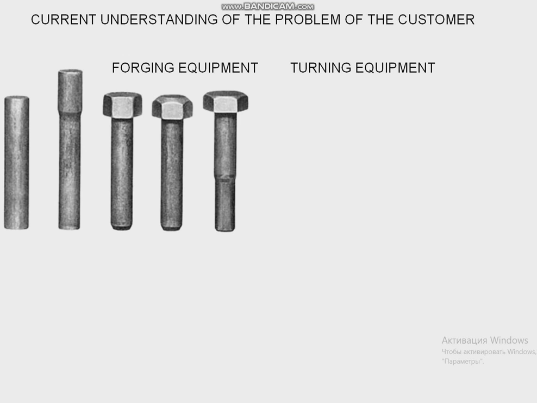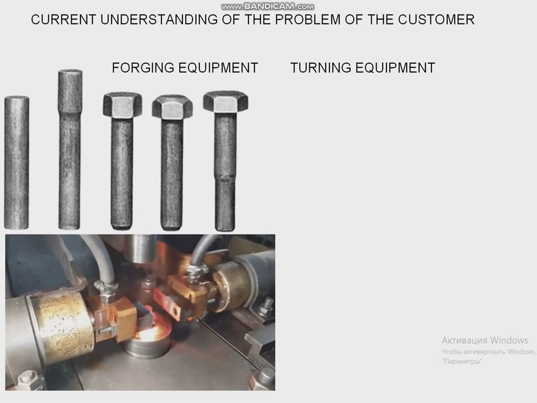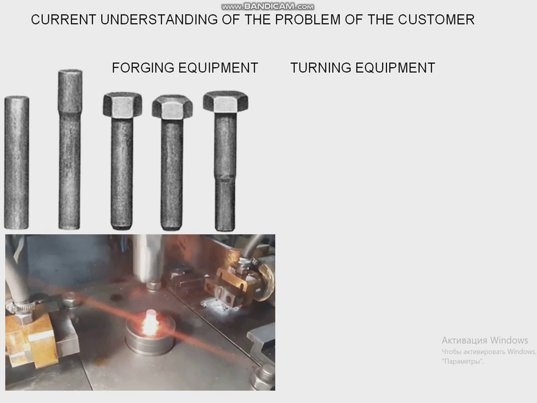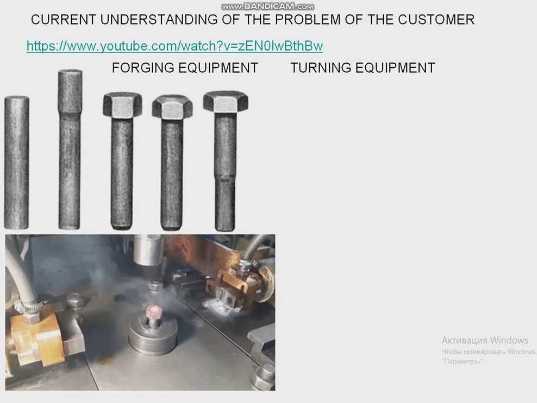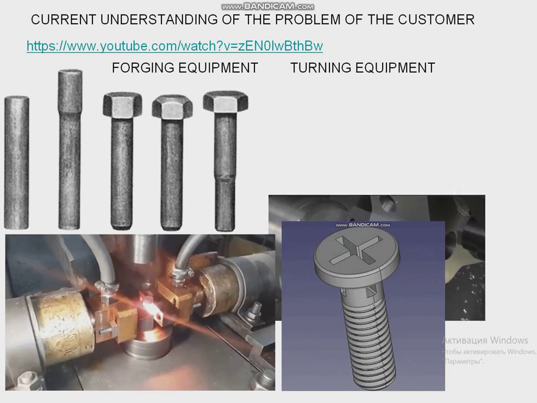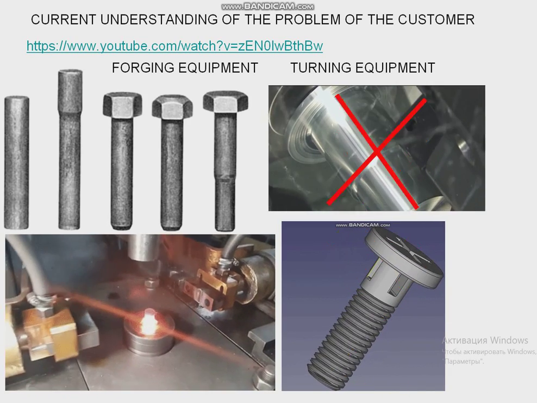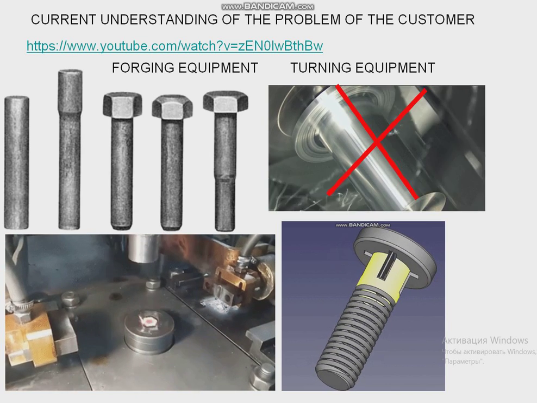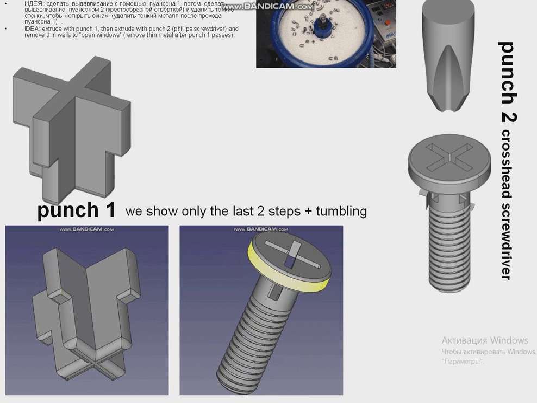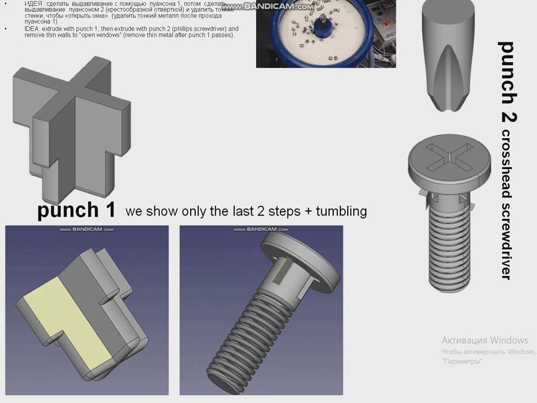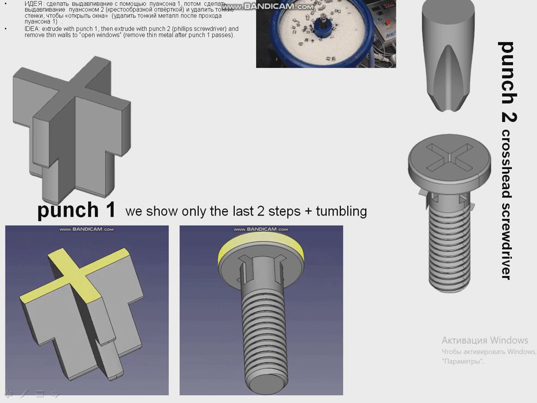But the current understanding of the problem of our customer is that the customer won't apply only forging equipment. It is our restriction, because right now the customer applies turning equipment and he won't remove it. How can we solve this problem? As a necessary first step, we understand forging equipment application through an obligatory step-by-step approach, and right now I'll show you only the last two steps during manufacturing of the bolt.